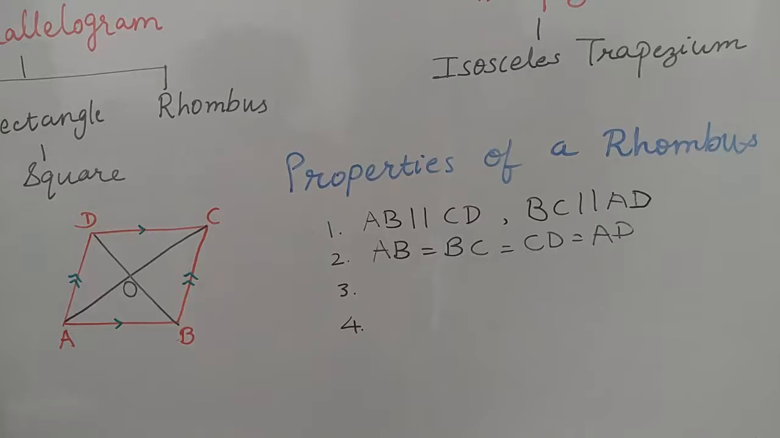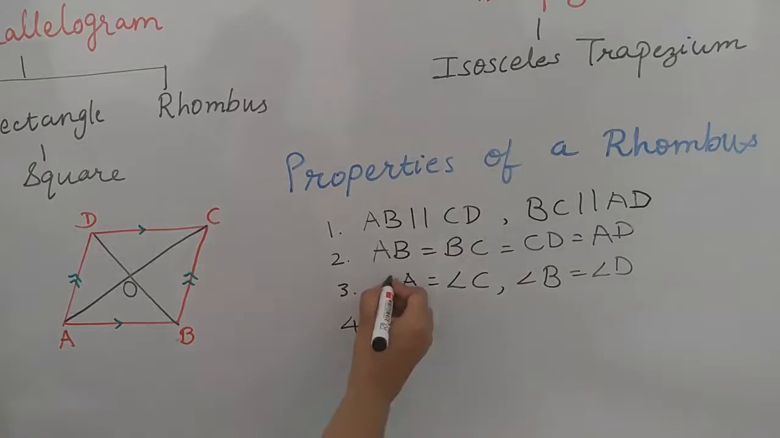Then next is about angles. Opposite angles are equal in a rhombus. So we can write angle A is equal to angle C, angle B is equal to angle D. All four angles are not equal, but the opposite are equal in nature.